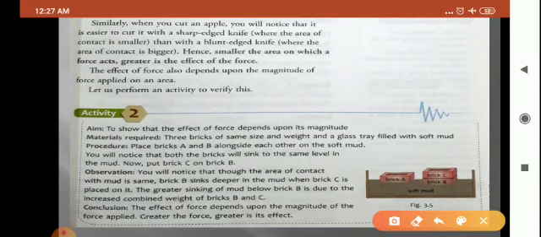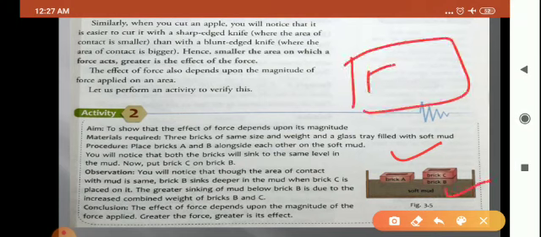Suppose what here we have done. Here we will take two bricks initially. First of all, brick A and brick B. Okay, so initially we are going to keep brick A and brick B on soft mud. So both the bricks of same size are going to sink at the same level in the mud. Okay, they are going to sink to the same level.